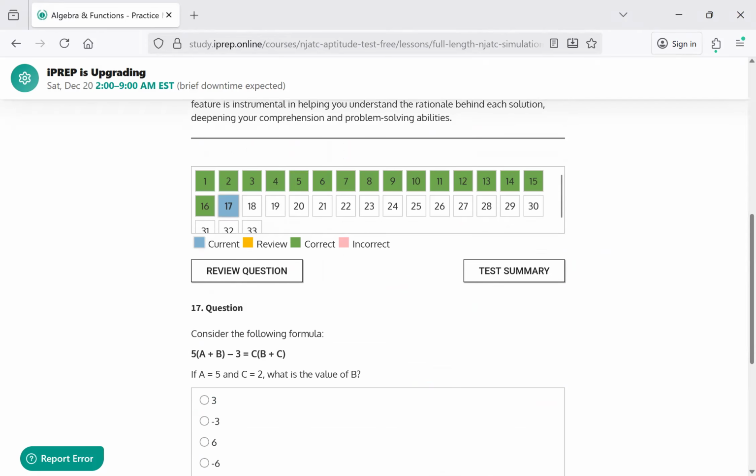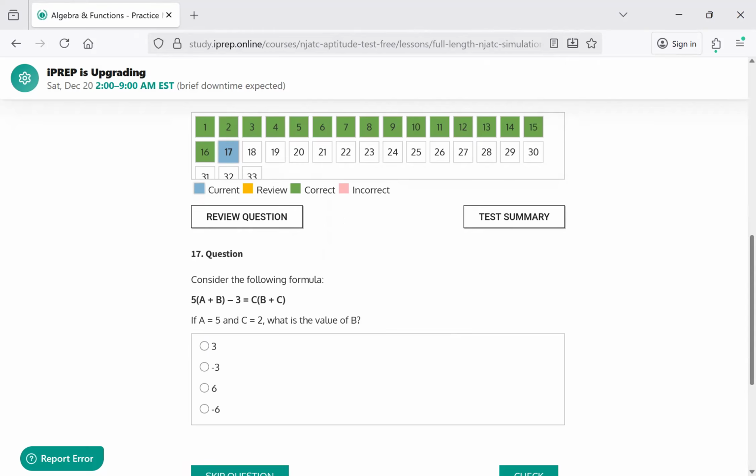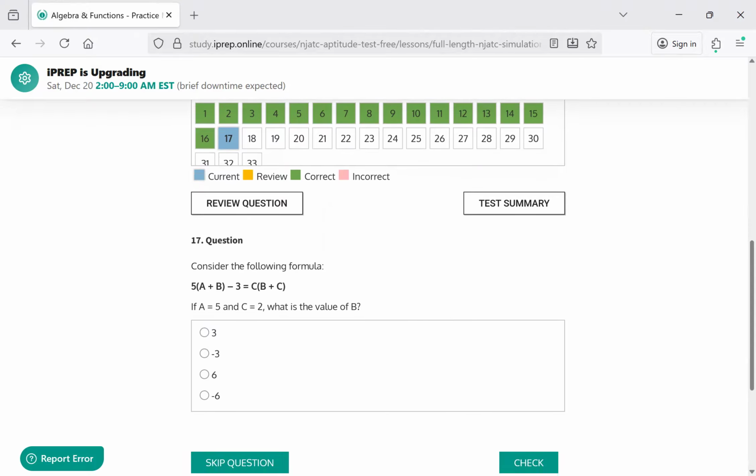17. Consider the following formula. 5 times A plus B minus 3 equals C times B plus C. Just like the other ones, plug in your values. A is 5, C is 2, and then isolate. So it's 5 times 5 plus B minus 3 equals 2 times B plus 2. A is 5, and B is unknown, and my C is 2.